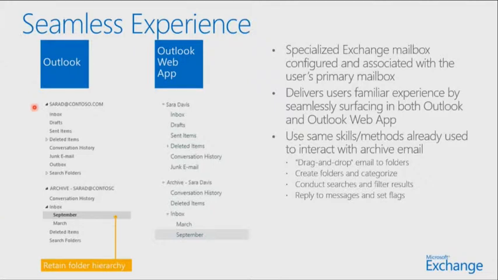So this is Sarah Davis at Contoso. We can see this is her Outlook. We can see her inbox, her drafts. Down here, archive. Here's our archive folder. And it retains folder hierarchy. So if she had in the inbox up at the top, a September, March for emails, she's going to have September, March down the inbox in her archive folder. And in the Outlook web app, it's the exact same.